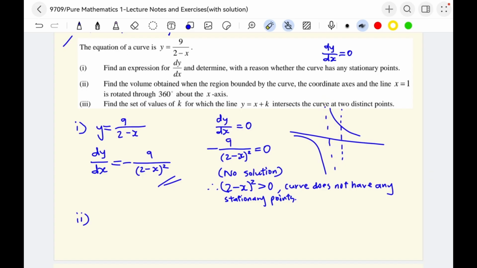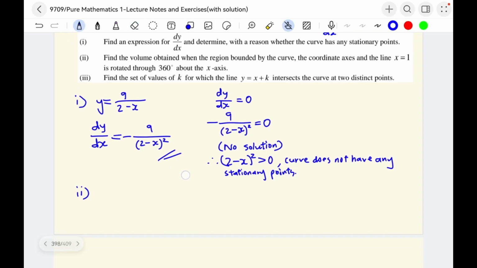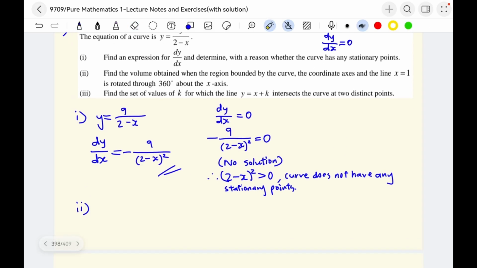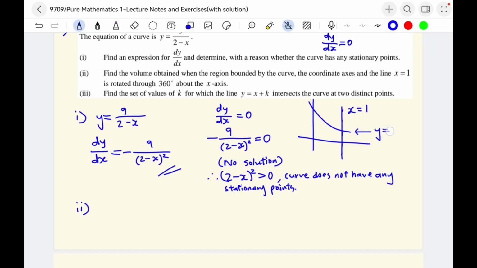So what we can do over here is to assume that it intersects with the curve, the coordinate axis, meaning the xy axis, and the line x equals 1. Okay? So the graph should look like this. This is what we can assume over here, where this is the function given. And we want to find the volume rotated like this. So this is the volume we tend to find.